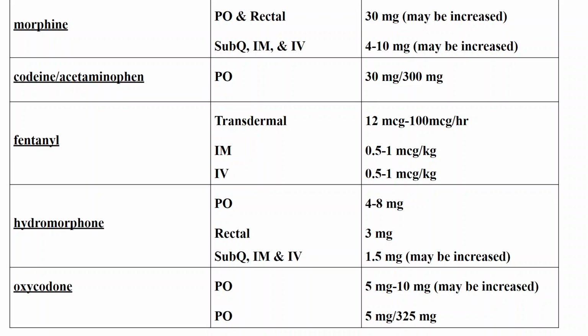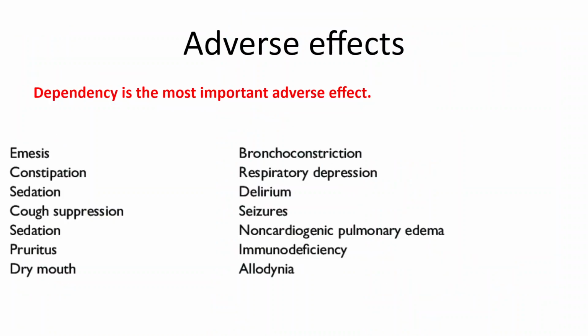Then hydromorphone, which is not so frequently used, could be given by oral route at the dose of 4 to 8 milligram, rectal route at 3 milligram, and subcutaneous parenteral would be 1.5 milligram. That's the usual dosage, maybe increased if necessary. Then oxycodone is usually given by oral route, and 5 milligram to 10 milligram is the usual.